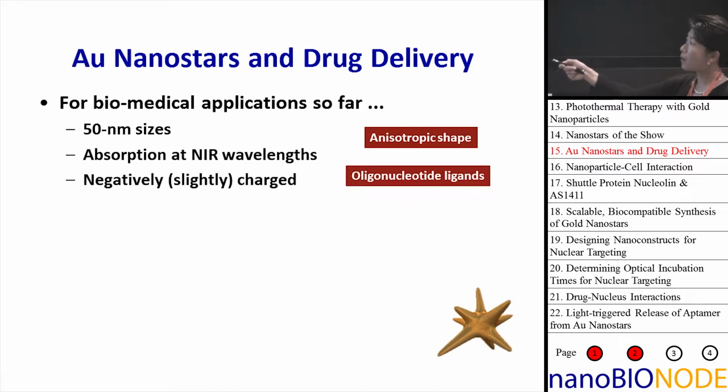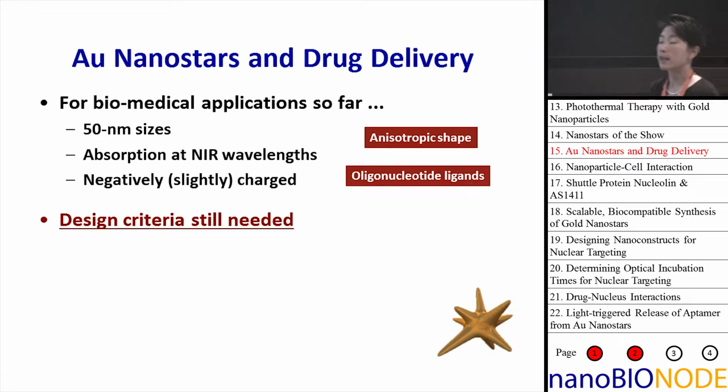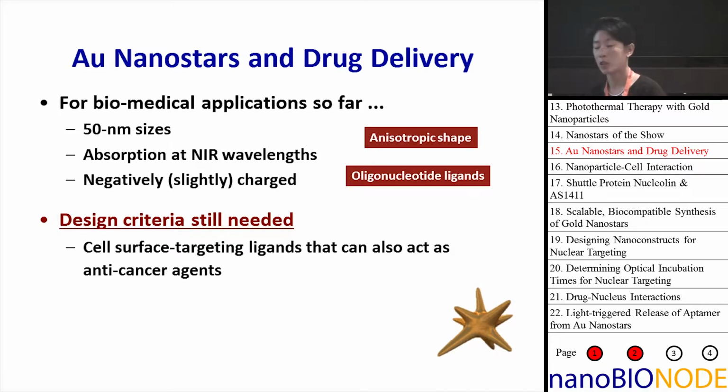Second is to have the surface of these guys be slightly negatively charged. And so our strategy is to use both oligonucleotide ligands, which are negatively charged, but also we need to backfill with polyethylene glycol to mitigate some of that negative charge. And I'll tell you a little anecdote at the end about why we needed to do that.